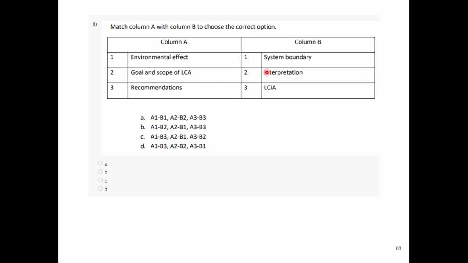So two is related to one, so A2 B1. So out of C and D, A2 B1 is in C. So C is the correct option.